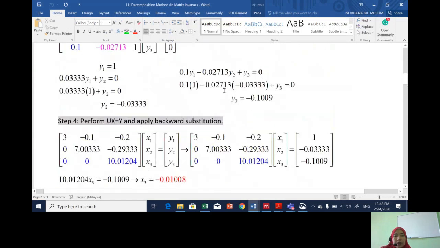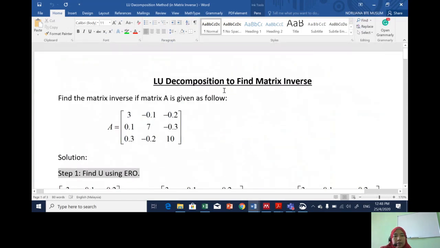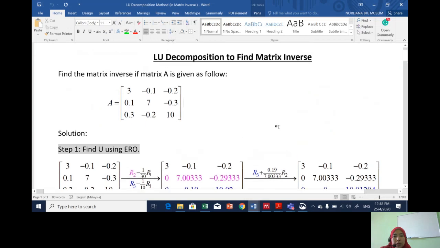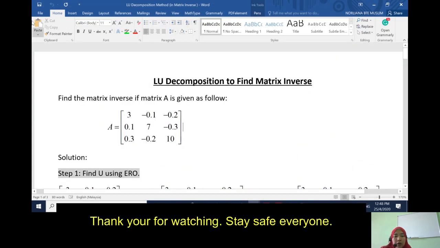Okay, so that's all for the example of LU decomposition to find the matrix inverse. Please refer to the list of tutorials for you to solve as tutorial questions.